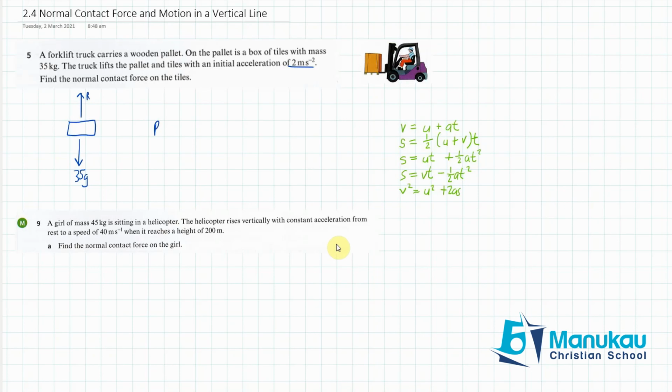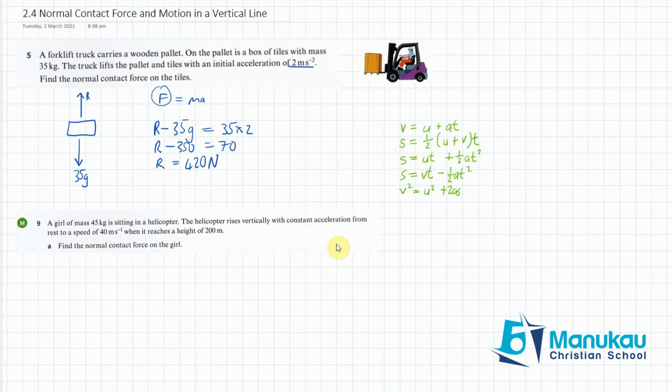Remember your formula is force equals mass times acceleration, where F is the overall force. Well, we're going to have R subtract 35g, and that's going to be positive because overall these 35 kilogram tiles are being accelerated at 2 meters per second squared. So R minus 350 equals 70. So R is equal to 420 newtons.